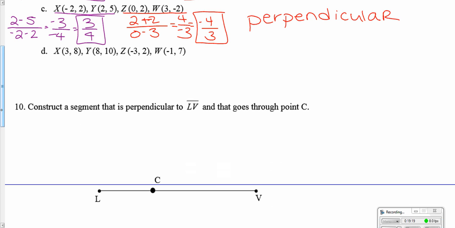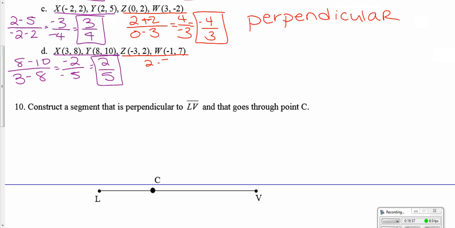Letter D. 8 minus 10 over 3 minus 8, you get -2 over -5, which is 2/5. ZW, 2 minus 7 over -3 minus -1.